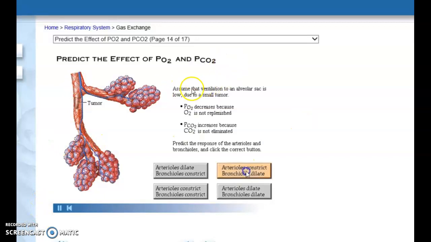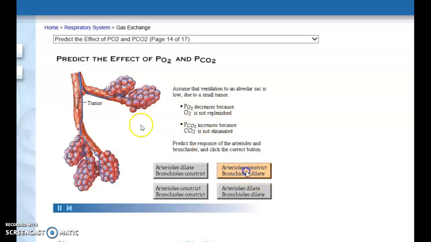So looking at this, assume that the ventilation to an alveolar sac is low due to a small tumor. So we've got a small tumor in here and it's blocking air from coming in. So what's going to happen is our oxygen is going to decrease because it can't get in. So the oxygen is not replenished. The partial pressure of carbon dioxide is going to increase because it's hard for it to get eliminated. So what's this going to do? What effect is this going to have on this perfusion coupling that we're talking about?